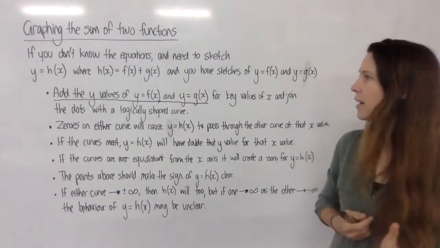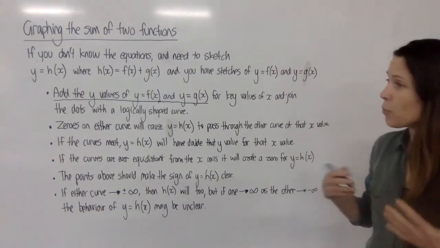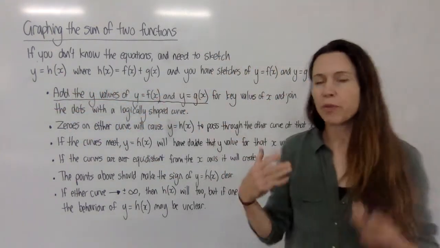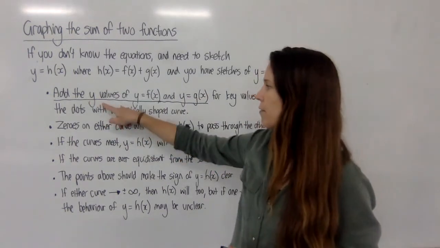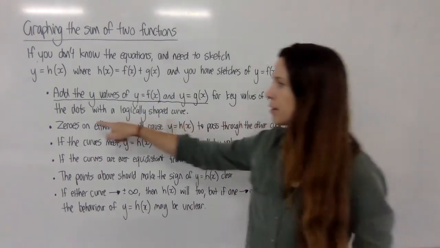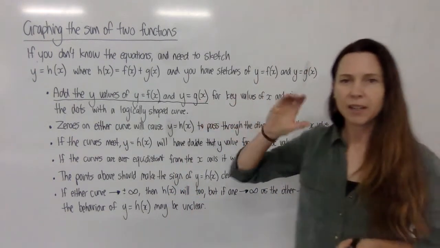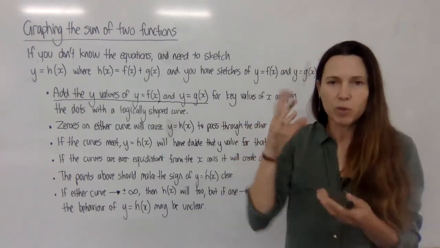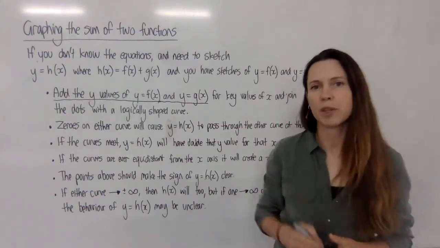Now, if we don't actually know the equations of the two curves that have been added together to make h of x, and we need to somehow sketch h of x where it equals the sum of two functions, well, if we have sketches of those two functions, the basic idea is that we just need to add the y values from each function for key values of x, and then join the dots that we make with a logically shaped curve. Now that's the key idea. We're adding the y values together. So at any one point, just think, how tall is this graph here? What would be the approximate y value? And even by sort of guessing rough figures, you can come up with a pretty accurate shape.